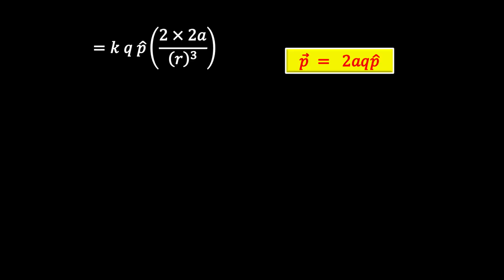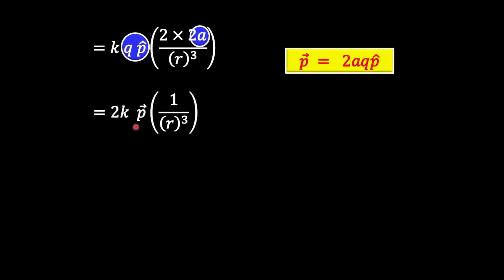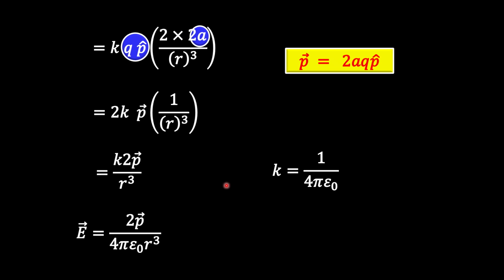We know that p vector is 2a into q p vector, so this formula is reduced to 2K into p vector divided by r cube, where K is 1 by 4 pi epsilon naught. So the electric field due to an electric dipole at a point on the axial line is 2 into p vector divided by 4 pi epsilon naught r cube.